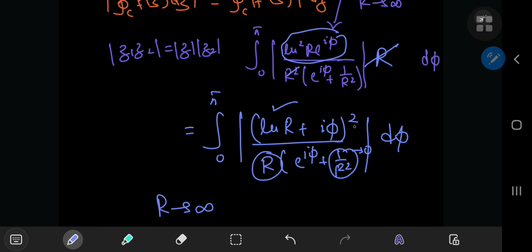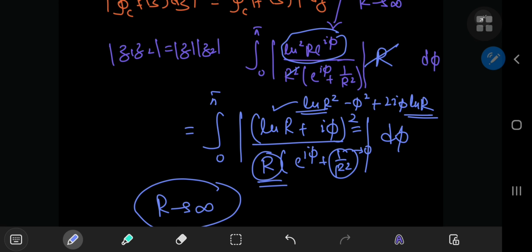And we actually have two. Even if we expand the square, we'll have the natural log of r squared minus phi squared, that is minus phi squared plus 2 times i times phi times the natural log of r. So we have two logarithmic terms competing with a polynomial down here. And we know that polynomials grow much faster than logarithms.